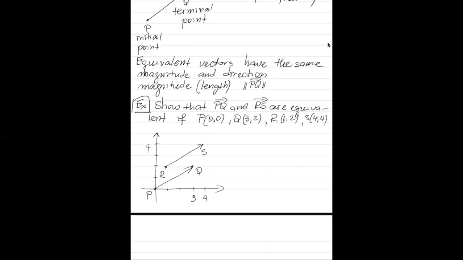All right, so to show that they're equivalent, we need to show they have the same magnitude and the same direction. Let's start with the magnitude. What is the magnitude of PQ? Well, that is the hypotenuse in this right triangle. So PQ, the hypotenuse, is the square root of 3 squared plus 2 squared, because this distance here is 3 and this distance here is 2. So that is square root of 13. We're just going to leave it like this.